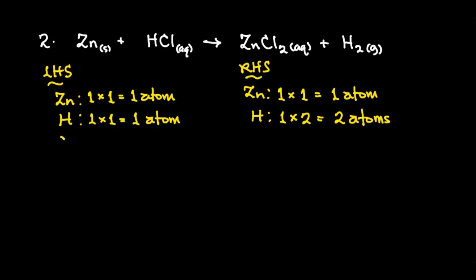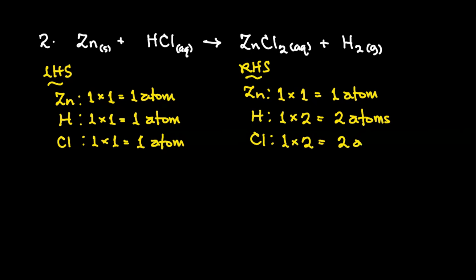Then chlorine. Chlorine on the left-hand side is 1 times 1. It gives us 1 atom. While on the right-hand side, chlorine is 1 times 2. It gives us 2 atoms. So just like hydrogen, chlorine is also not balanced. Both of them are 2 atoms on the right-hand side, but 1 atom each on the left-hand side.